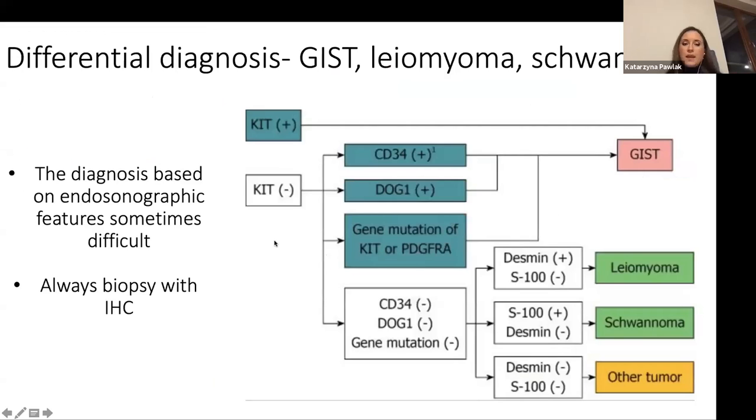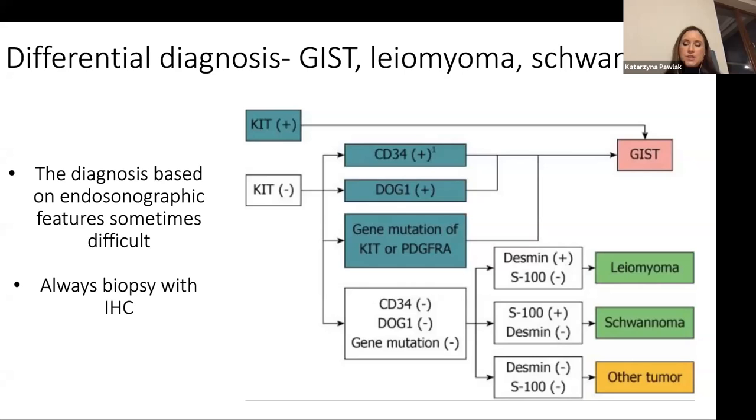And this type of subepithelial lesions, like GIST, leiomyoma, and schwannoma, are sometimes difficult to differentiate even with the sonographic evaluation and sonographic features. So you should always perform a biopsy with immunohistochemical assessment. And here you will see that some of them have typical markers in immunohistochemistry, which will help to establish the final diagnosis.